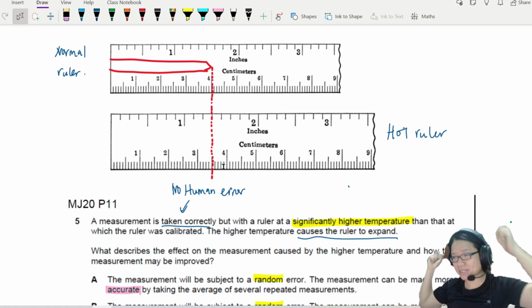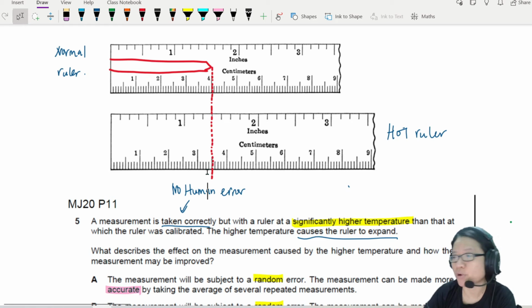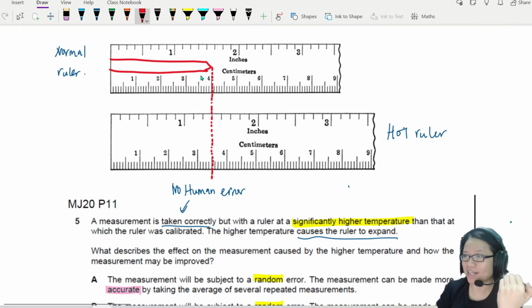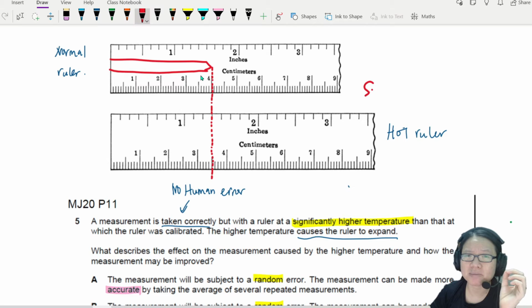I take the same pencil, I put it back there again, I get 4.1 on the normal ruler. I'm going to get 3.5 as well on the hot ruler. I take the pencil, I put it back again to repeat the measurement. Maybe I get 3.8, and then here I'll get 3.2. So it's always smaller than. Okay? Always smaller than because the scale is stretched out. This is a systematic error.